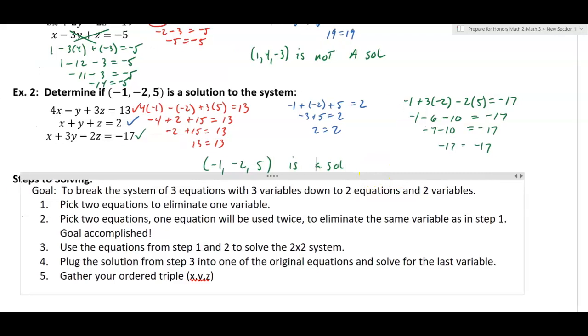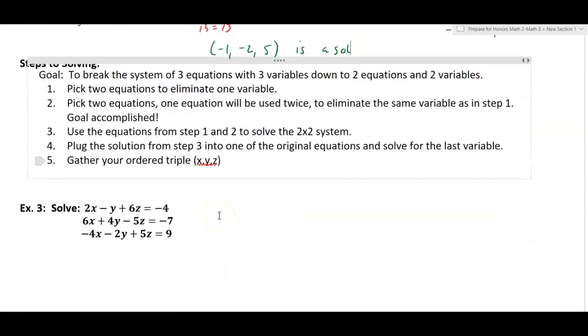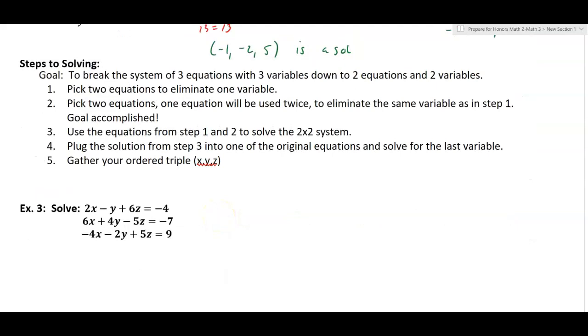So now, here's where we go into how we find the solution. I drafted up these steps here. The steps say our goal is going to be to break the system of 3 equations with 3 variables down to 2 equations in 2 variables. To do this, we're going to pick 2 equations to eliminate 1 variable. Now, we're going to duplicate this process in step 2, picking 2 different equations, but 1 equation will be used twice in this process. You want to plan ahead.